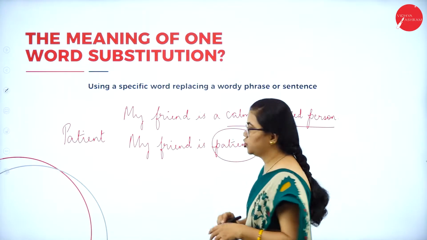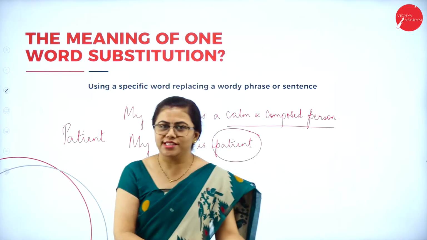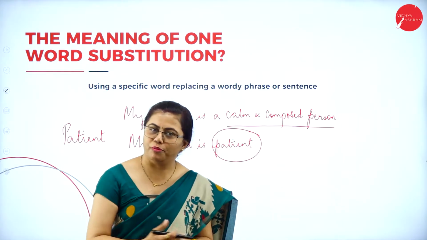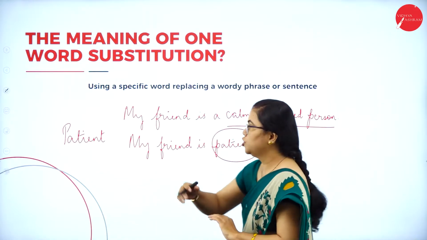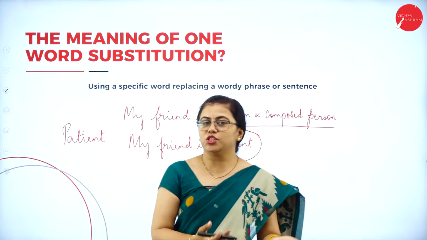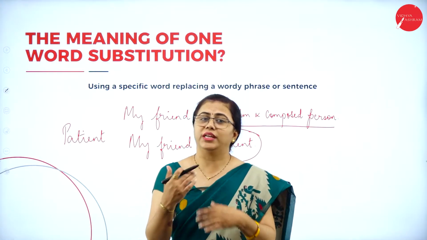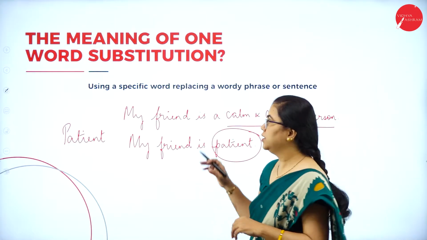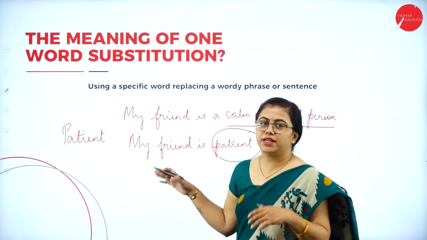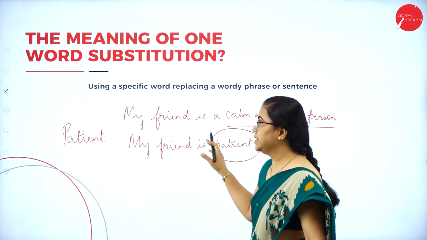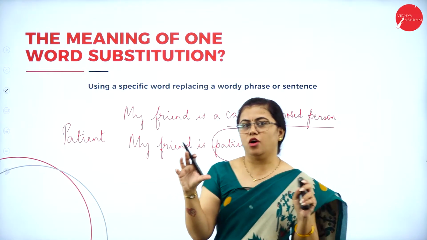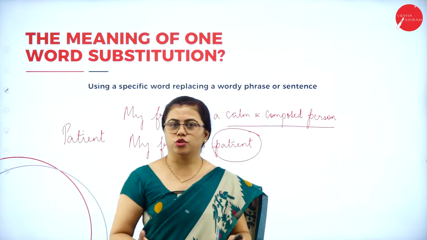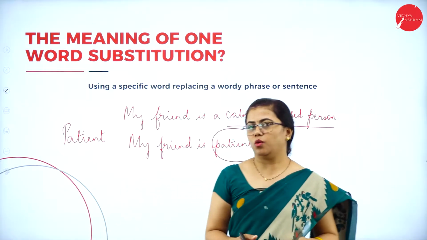Patient actually has two different meanings. Somebody who is sick is a patient, and the other person who is calm and composed, who has a great deal of patience, is also called a patient person. So this way you can replace, but the only thing is you have to read more and increase your vocabulary. So this is an example of one word substitution. You replace one phrase or a few words in a sentence with one word, or maybe one or two words also is possible. That is called one word substitution.